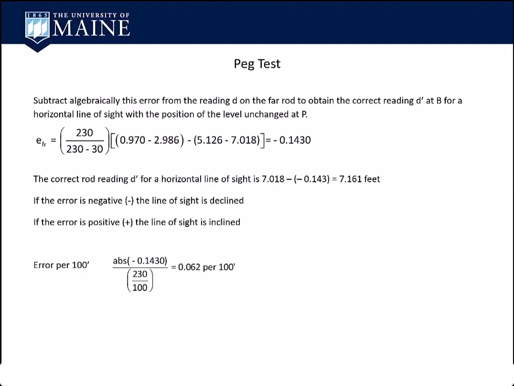And if you want to know the error per 100 feet, you just divide the distance from the instrument to the far rod, the 230, by 100, and you'd have 600ths per 100. And that's something you need to know. That's how the misadjustment would be. That's how you can compare an instrument to a specification. They standardize it this way in so many hundredths per 100.